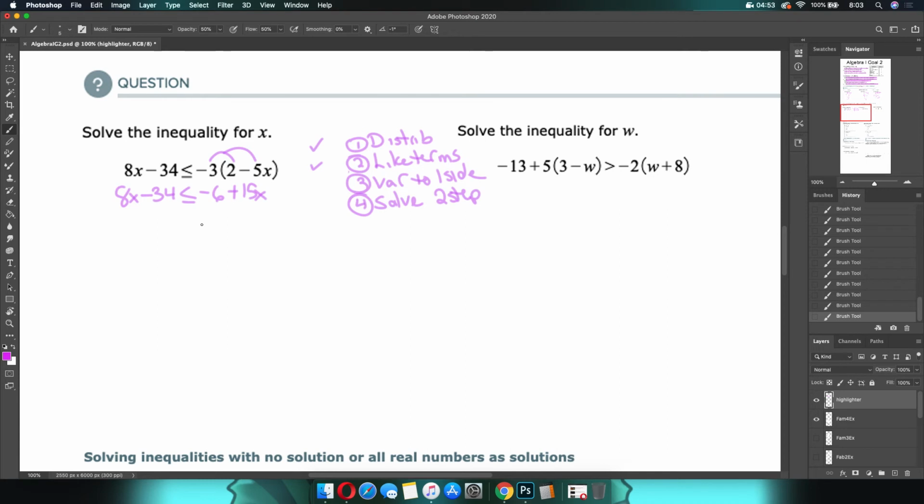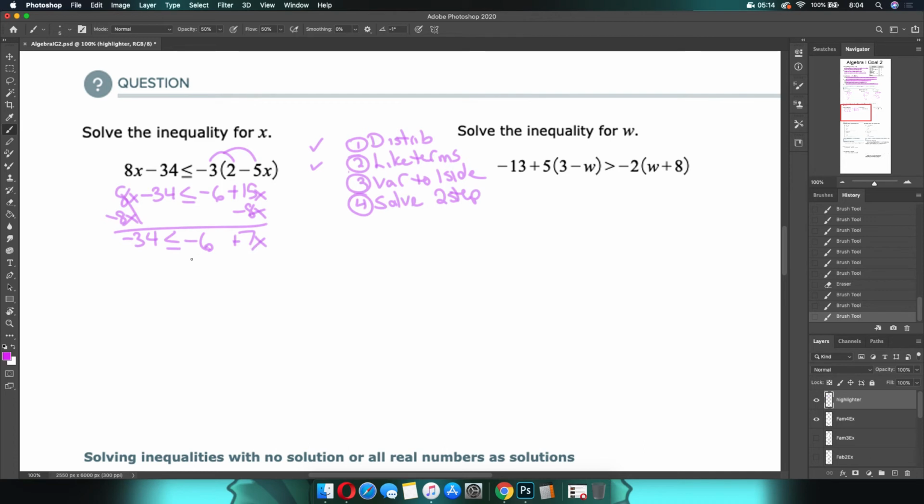Next, variable to one side. Eeny, meeny, miny, mo. What do you want to move, the 15 or the 8? Let's move the 8. Minus 8x. Negative 34 is less than or equal to negative 6x plus 6x, Ms. Dubois. What are you doing? You can tell it's stupid o'clock in the morning.